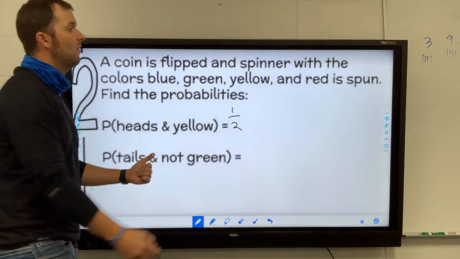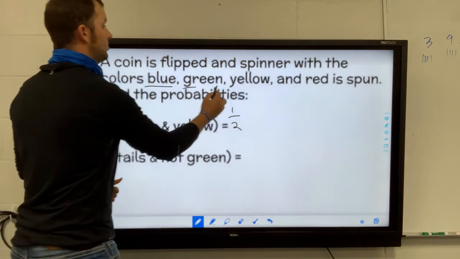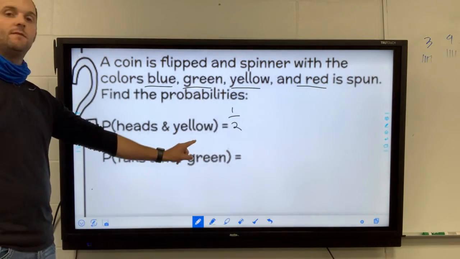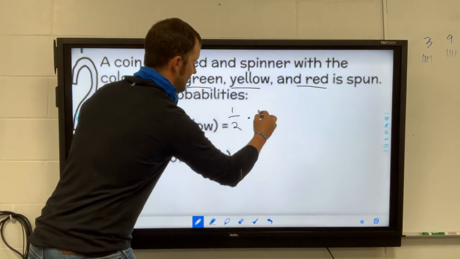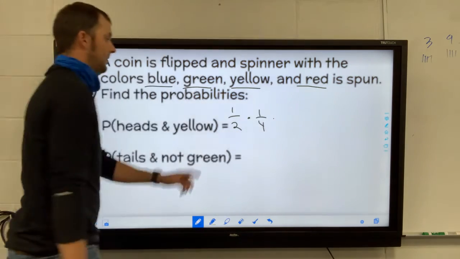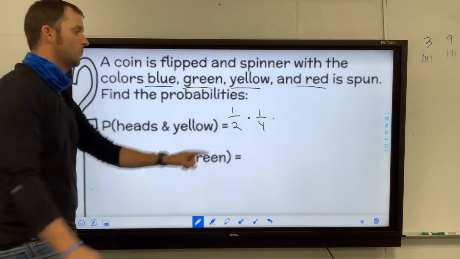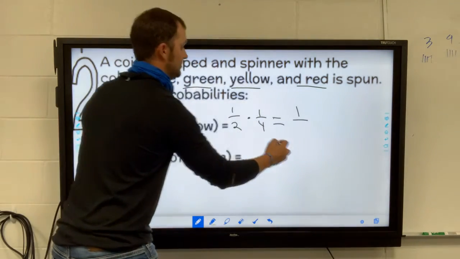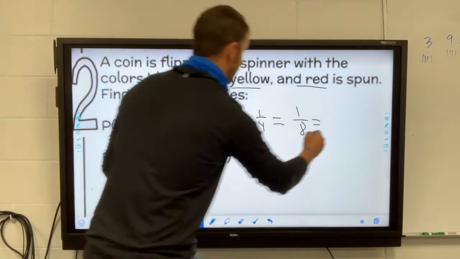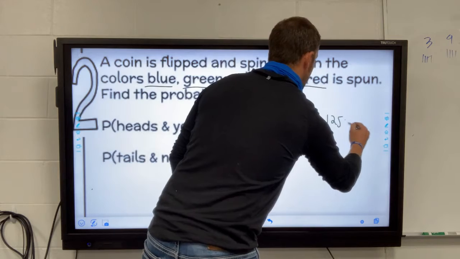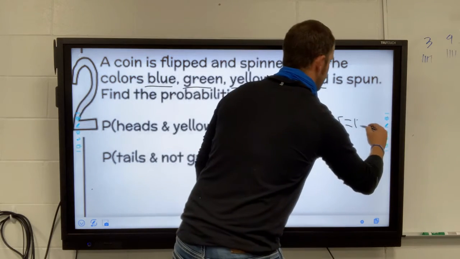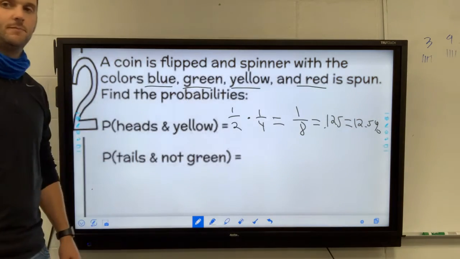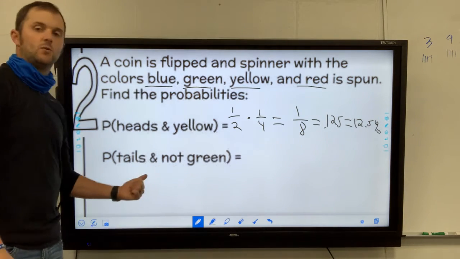And then right now, there's gonna be 1, 2, 3, 4 different options, and I'm wanting to get one of those. So I'm gonna multiply this by 1/4 because I'm getting 1 yellow out of the 4 different options. So 1 times 1 is 1, 2 times 4 is 8. It's gonna be 0.125. 2 decimal places over is gonna be a 12.5% chance that that combination is gonna happen, okay?